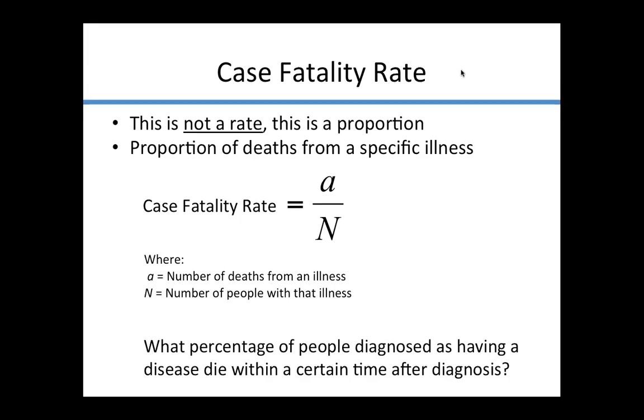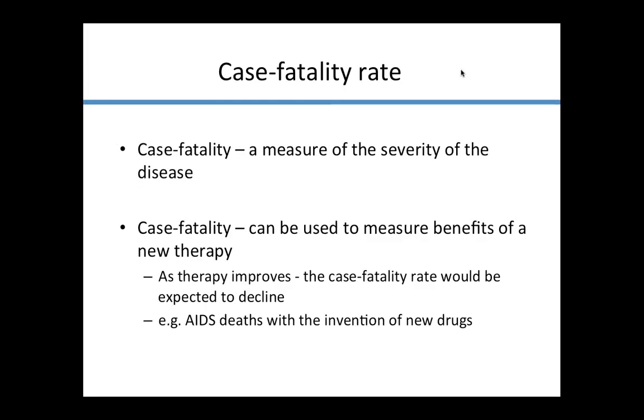The better the cure, the better the treatment, the lower the case fatality rate. Certain infections like TB had a much higher case fatality rate before we developed antibiotics, for example. So case fatality is a measure of the severity of the disease and also the efficacy of the treatment. And it can be used to measure benefits of a new therapy. As the therapy improves, as I mentioned before, the case fatality rate would be expected to decline.